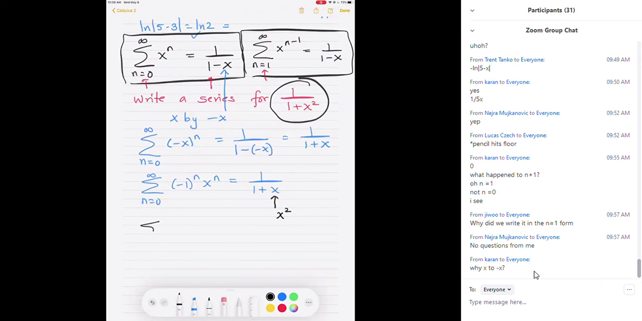and this x by x squared. So I get... so far so good.